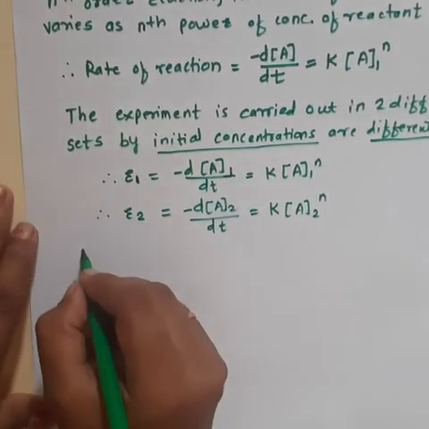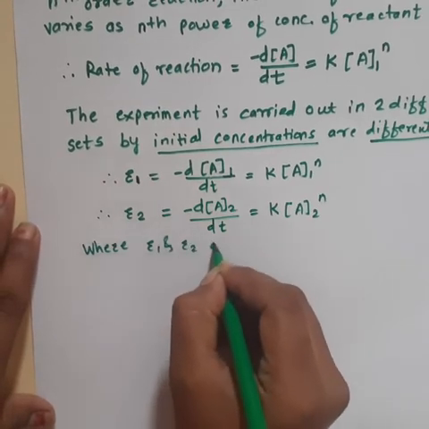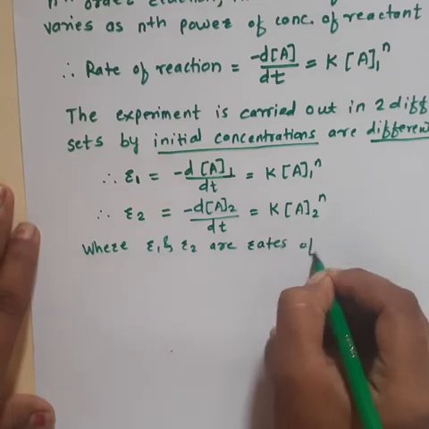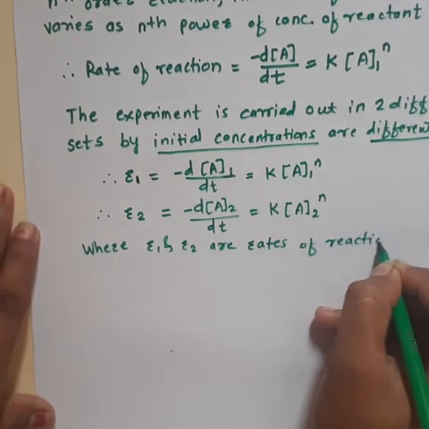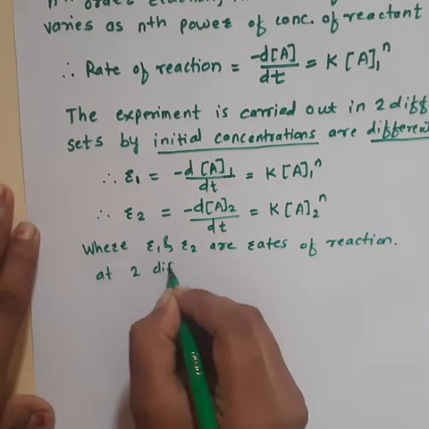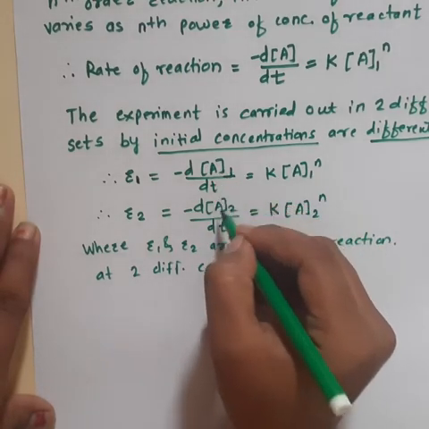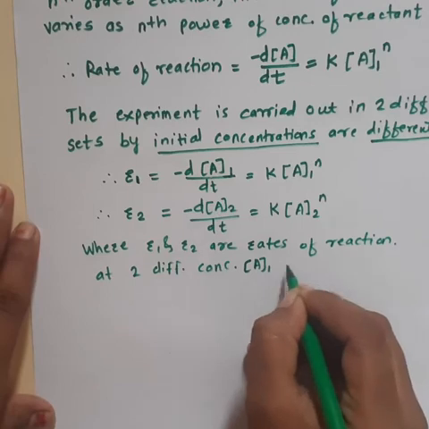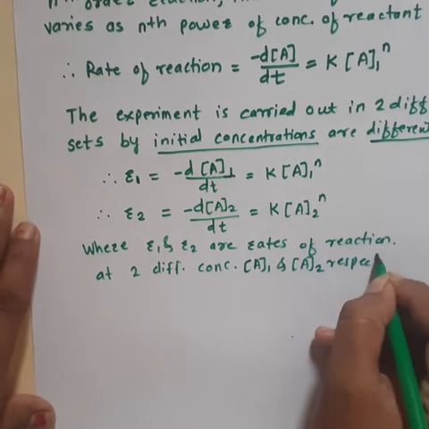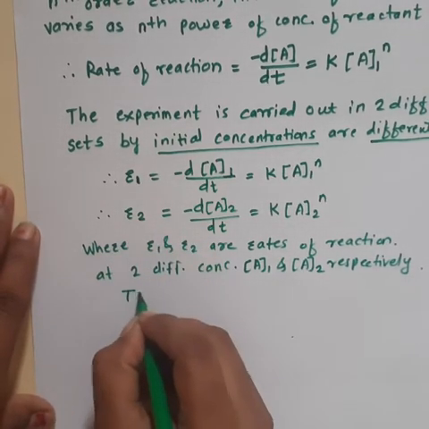Here r1 and r2 are the rates of reaction at two different concentrations. Which two different concentrations? These are A1 and A2 respectively.